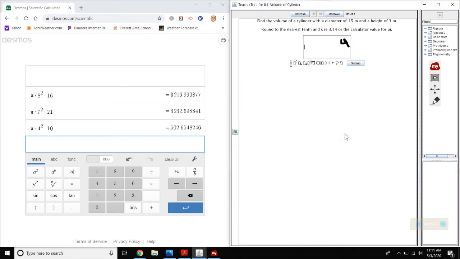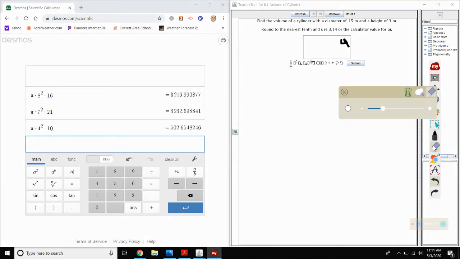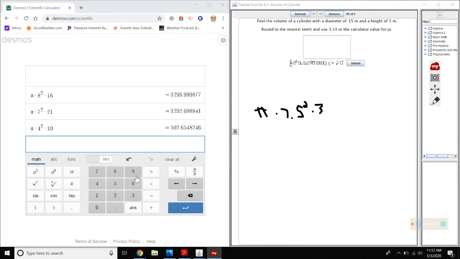Good. You'll have word problems too. And if you encounter word problems, I would just identify which one is the radius, or is it showing me the diameter like this one is? Diameter of 15, that means my radius is 7.5. So we have pi times my radius of 7.5 squared times my height of 3. So pi times 7.5 squared times my height of 3 gives me 530.14, and it just rounds to 0.1. So 530.1, and it's meters cubed.